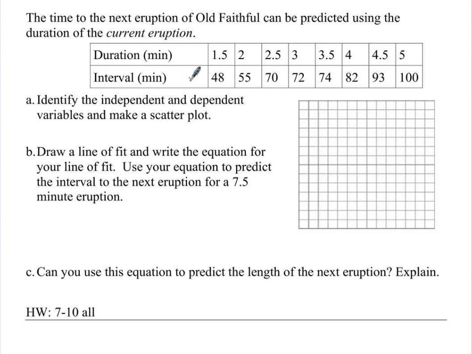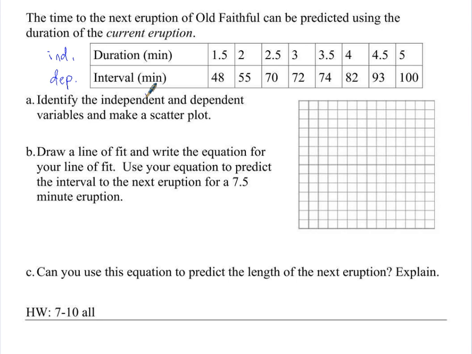So which variable is the independent variable here? Which one makes the other one change? The duration makes the interval until the next eruption change. So identify the independent and dependent variables. Duration is the independent, and interval is the dependent. And make sure you understand what duration means and what interval means, because both of those are kind of saying the same thing. The units are both minutes here. Okay?